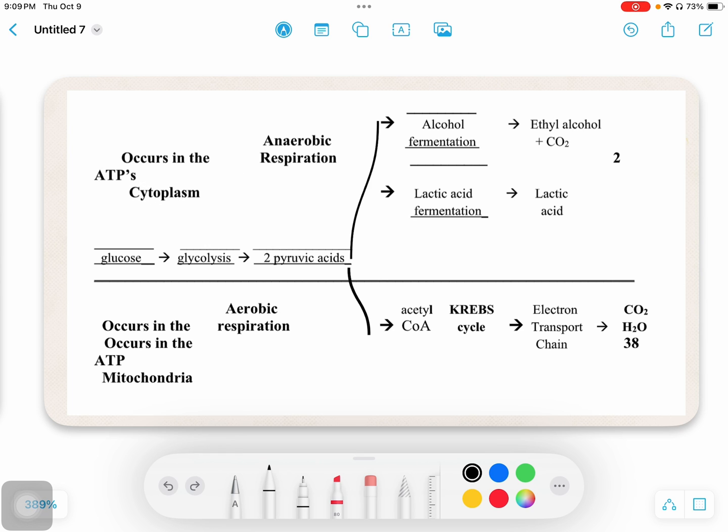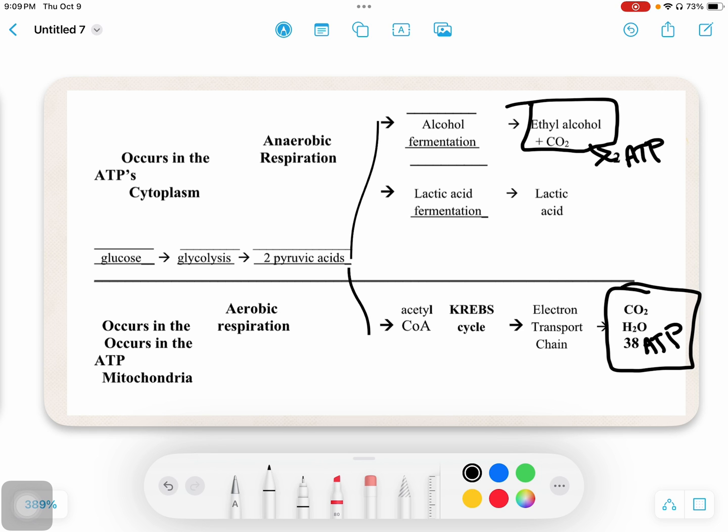Another thing to know is what is created in both aerobic and anaerobic respiration. The final product of aerobic respiration would be carbon dioxide, water, and that 38 ATP, while anaerobic would be, depending if it's alcohol fermentation, ethyl alcohol, carbon dioxide, and the 2 ATP, or lactic acid and 2 ATP. Again, it is more effective to go through aerobic respiration than it is to go through anaerobic respiration.